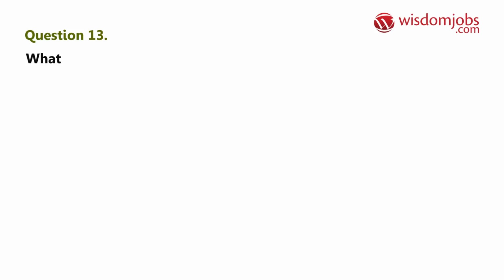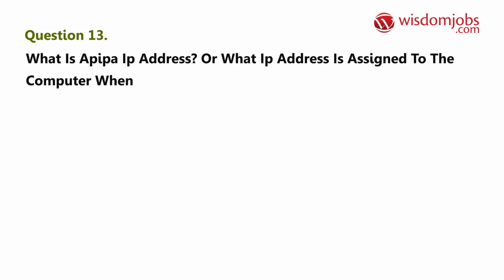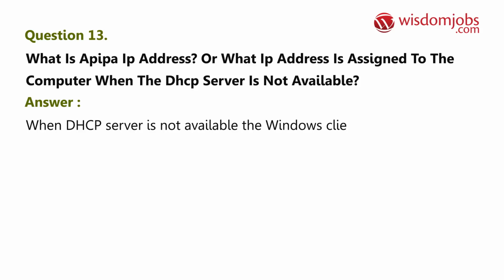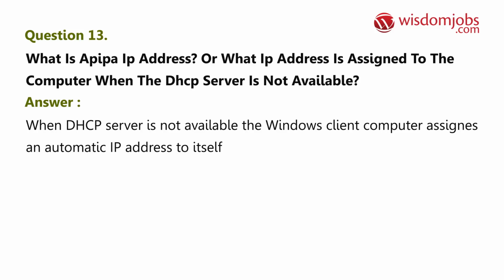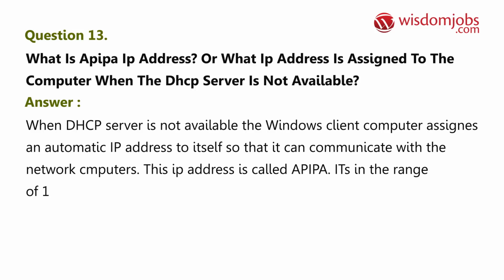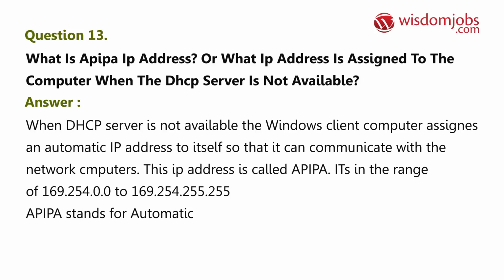Question 13. What is an APIPA IP address, or what IP address is assigned to the computer when the DHCP server is not available? Answer. When the DHCP server is not available, the Windows client computer assigns an automatic IP address to itself so that it can communicate with the network computers. This IP address is called APIPA. It's in the range of 169.254.0.0 to 169.254.255.255. APIPA stands for Automatic Private IP Addressing.